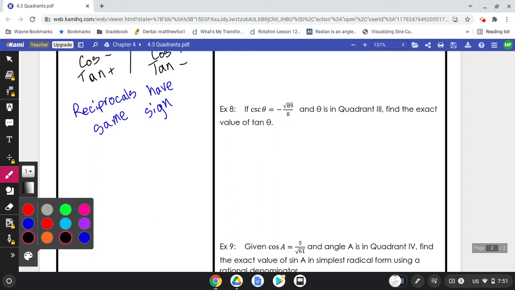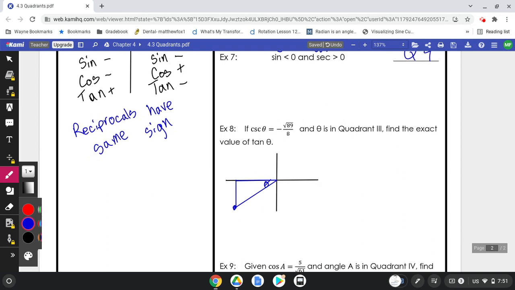So if we're going to draw this picture, it's somewhere down here. So if we draw our triangle in, put our theta in place. Now cosecant, we said that one matches up with sine. So sine is O over H, so instead this will be H over O. So that negative goes to the bottom.